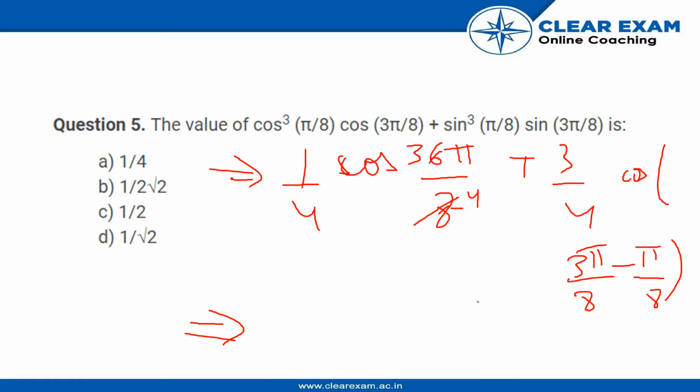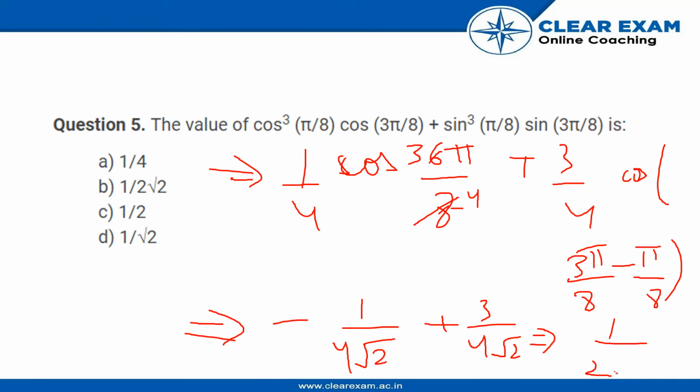So after that, on solving that, we get minus 1 upon 4 root 2 plus 3 upon 4 root 2. So we will finally get 1 upon 2 root 2, and as you can see we have 1 upon 2 root 2 in the options, and it is b.